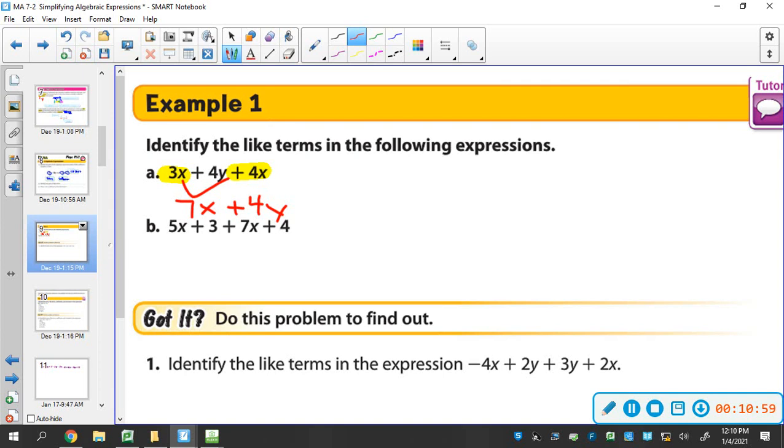And that's it. You cannot combine it anymore because 7x and 4y are not like terms. They don't have the same variable. So we're done at that point. That's as simplified as it gets. That is your answer.